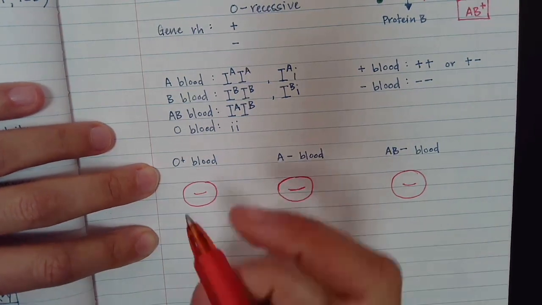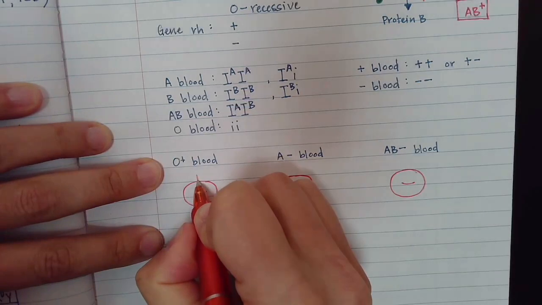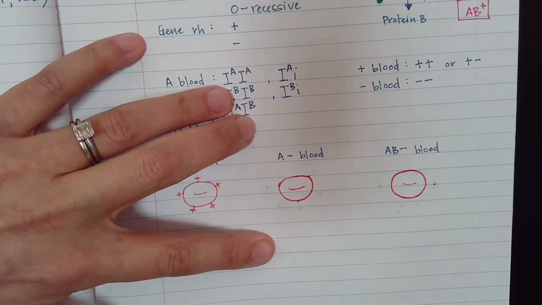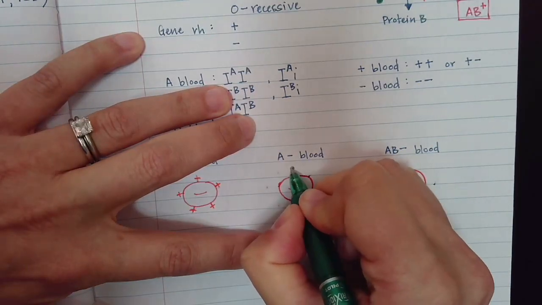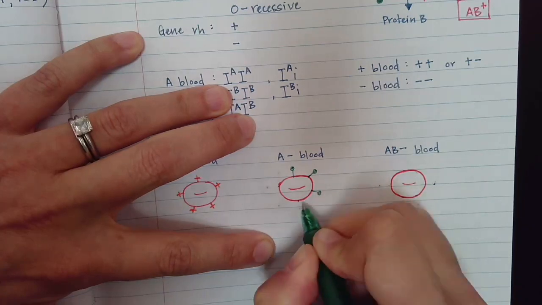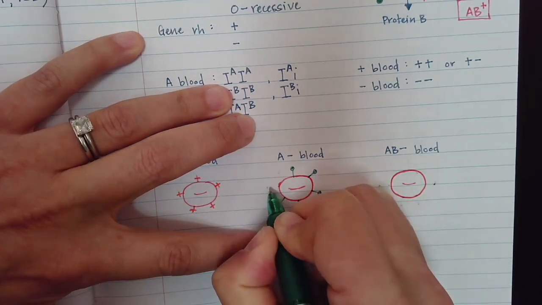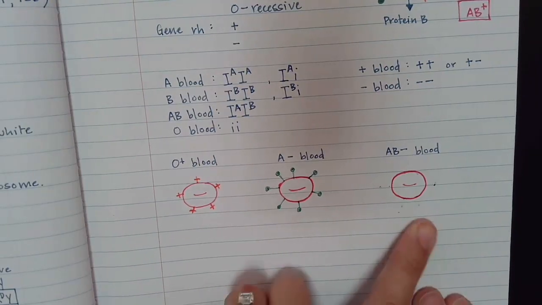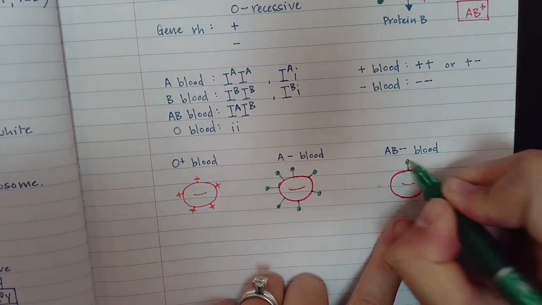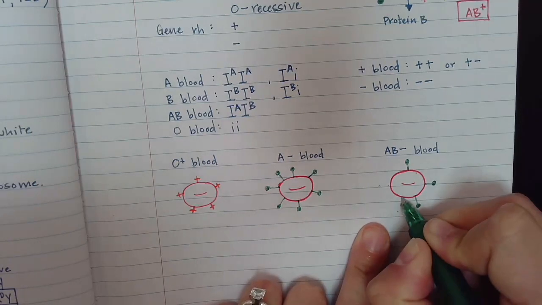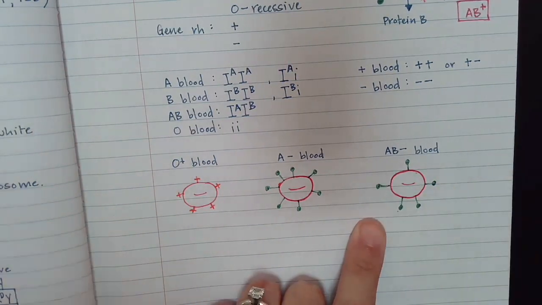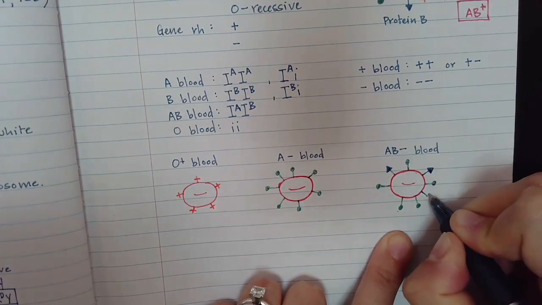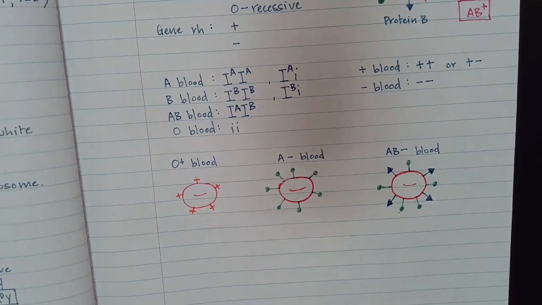So O positive blood doesn't have any A or B proteins, but it does have RH positives. Our A-type blood is going to have our A proteins, but it doesn't have any of our RH proteins. It's negative for that protein. So it's just going to have those A proteins. Now our AB blood is going to have some of those A proteins, but it's also going to have B proteins, and it's negative. So it's not going to have any of our RH proteins. So your drawing should look like this.